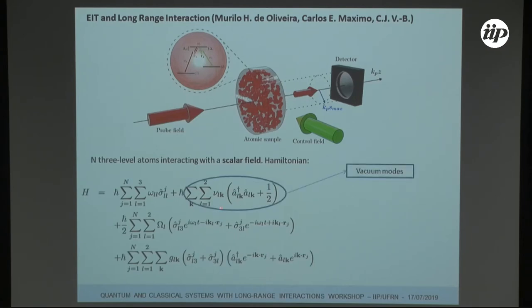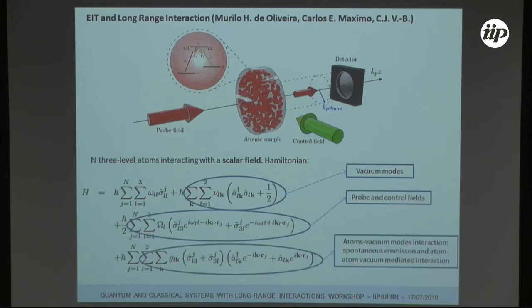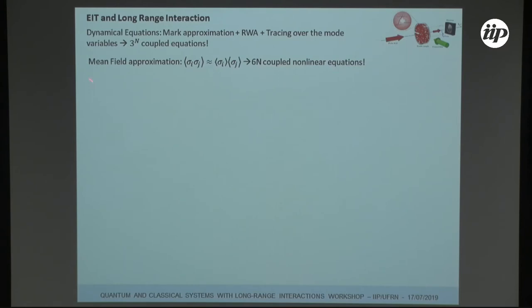So this is the Hamiltonian for the vacuum modes. We have also the Hamiltonian, which describes the interaction between the atoms and the probe and control fields. And we also consider here the interaction between the atoms and the vacuum mode. So this term is responsible for the spontaneous emission of the system and also the vacuum-mediated interaction between the atoms. So if you try to solve this system, of course you have to make many approximations: the Markov approximation, the rotating wave approximation. We have to trace over the vacuum mode variables. And then we end up with a system of 3 to the power of n coupled equations. Of course, we cannot solve this problem numerically or analytically. It's really hard. Then we have to make some approximation.